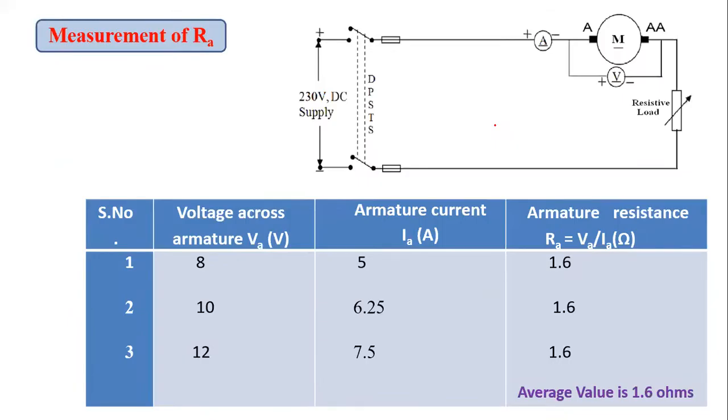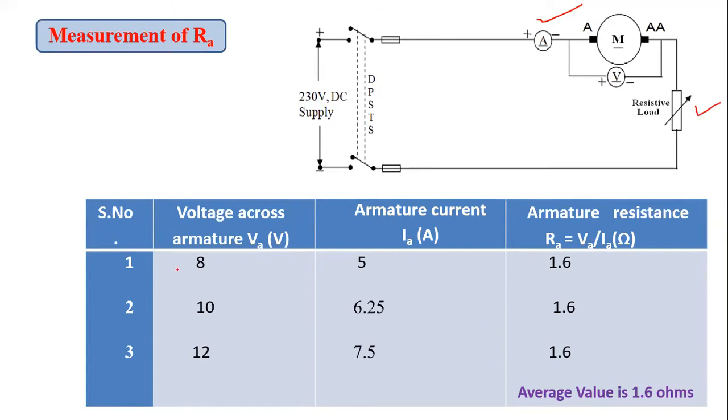Coming to the measurement of resistance, we can identify this directly by connecting a multimeter across the armature, or we can apply a few DC volts, different voltages across the armature, and take the average value. For example, in this circuit the ammeter and voltmeter are connected across the armature, along with a resistance.